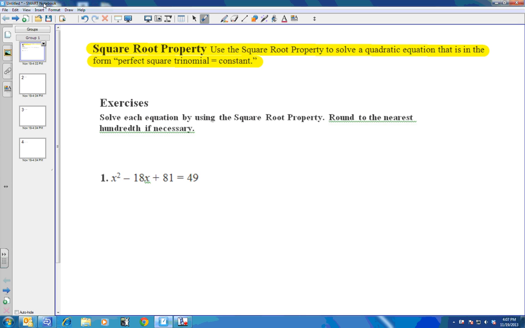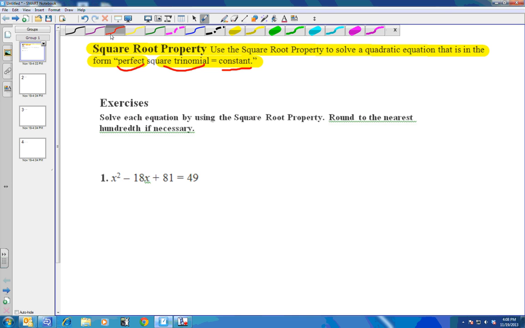Okay, so here's the first problem on your worksheet, and instead of doing examples, I just picked 4 problems off of your worksheet that we're going to do together. First of all, how are you going to know that you can use the square root property? You can only use the square root property when you have a quadratic equation that is in the perfect square trinomial, and I'll show you what that means, equal to a constant. Okay, so a perfect square trinomial equal to a constant.